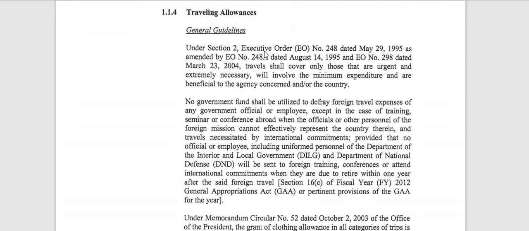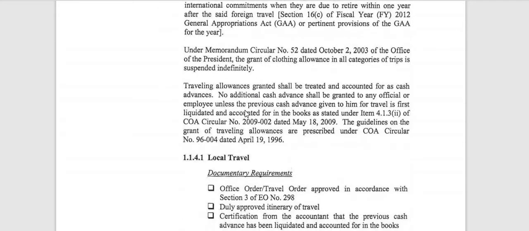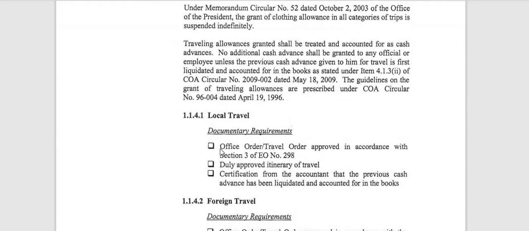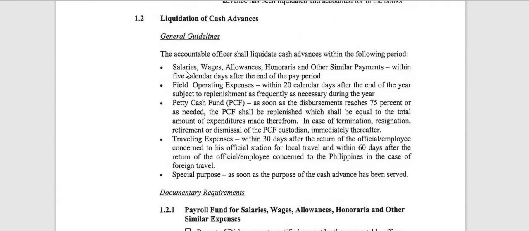Let us scroll down to traveling allowance. What are the basic guidelines when an allowance is given to an employee of the government? There are the requirements, the attachments, and so on and so forth. Another example to emphasize: salaries, wages, allowances, honoraria, and other similar payments should be what? Liquidated within five calendar days after the end of the pay period. Meaning, these are rules and regulations that we need to follow because they are mandated by the government. These are minimum requirements that we need to comply with.